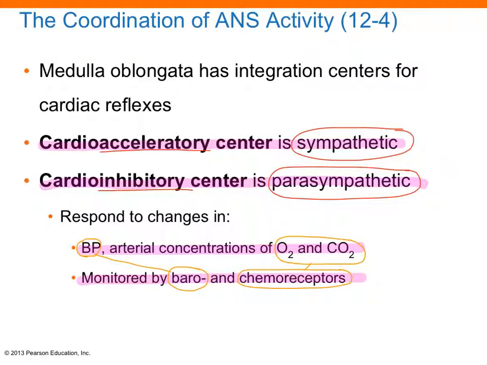The cardioacceleratory center is the sympathetic pathway, and the cardioinhibitory center is the parasympathetic pathway. They respond to changes in blood pressure and arterial concentrations of oxygen and carbon dioxide, and they're monitored by baroreceptors and chemoreceptors. Baroreceptors deal with blood pressure, chemoreceptors deal with O2 and CO2 concentration levels.